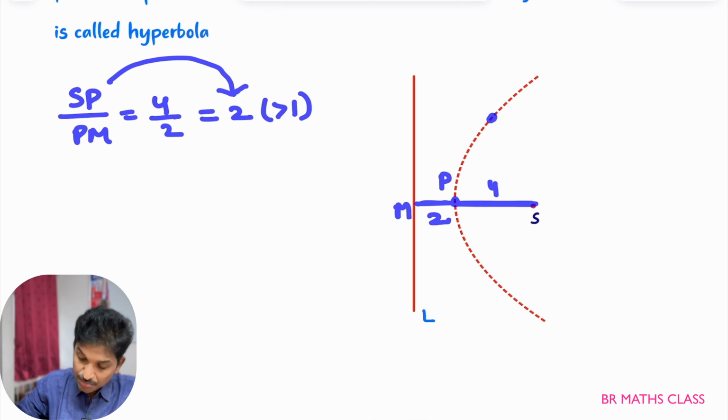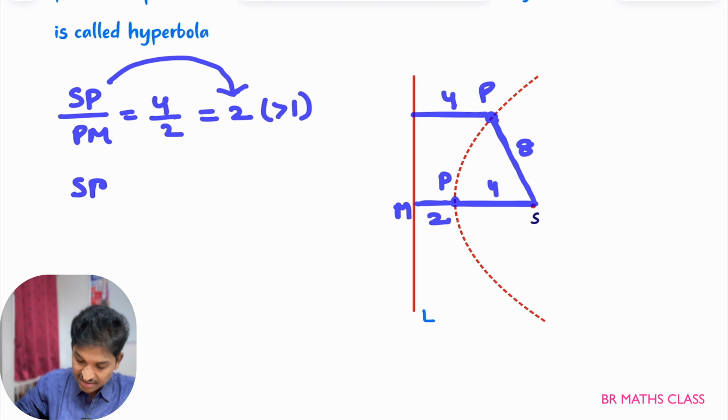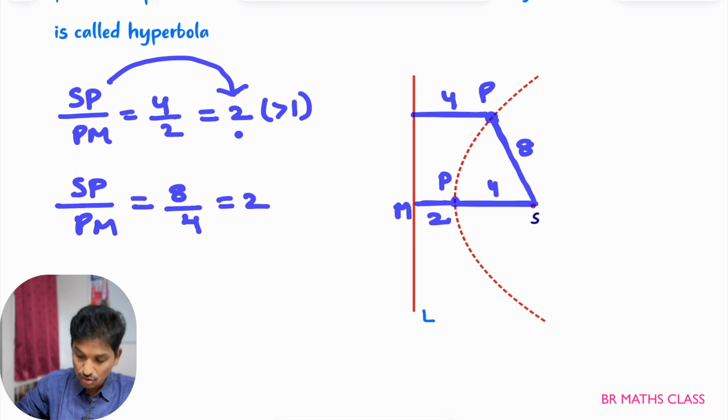Suppose I take point P here, what condition will it satisfy? This is just an example. Randomly, I am trying to explain what the definition of hyperbola is. You take point P here, SP. This is PM. Here, this is 8. This is 4. Like that. SP by PM. What is SP? SP is 8. PM is what? 4. 8 by 4 is what? See, the ratio is constant. Here also 2. Ratio is constant. And that constant is greater than 1. You need to consider points like that.